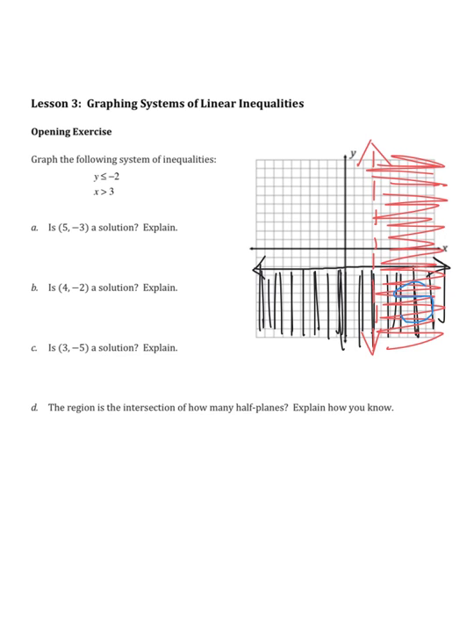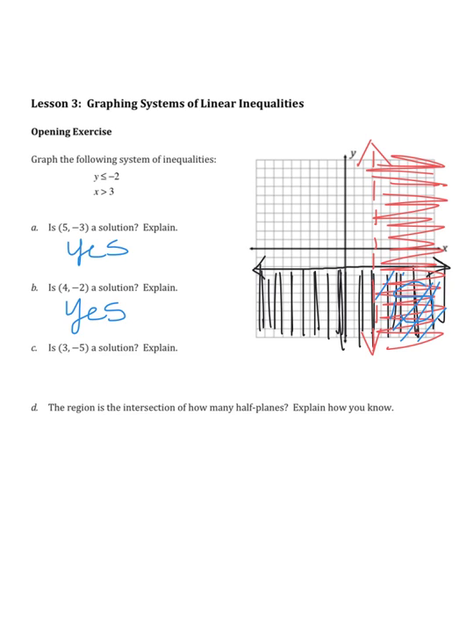So is (5, negative 3) a solution? Yes, it is, because it's in the cross-hatched area where the shading overlaps. Is (4, negative 2) a solution? It is a solution because it's on the boundary line that includes negative 2 as well as the shading for the other inequality. So the answer to B is yes.